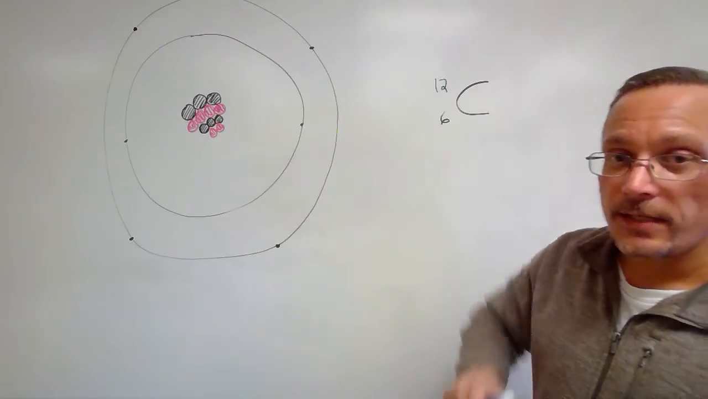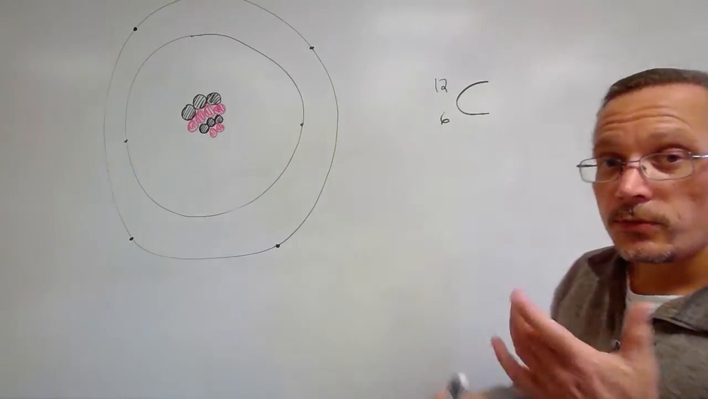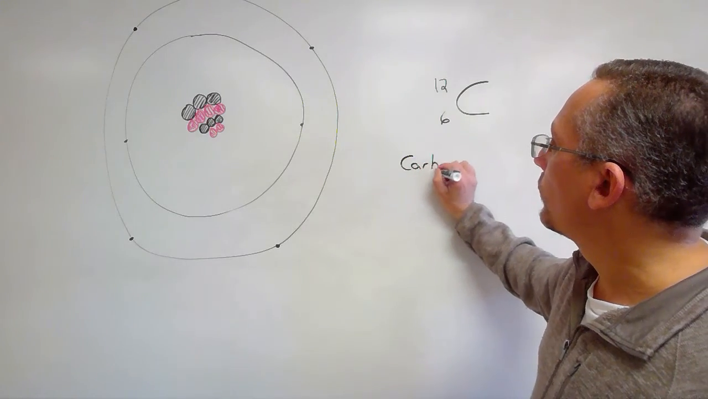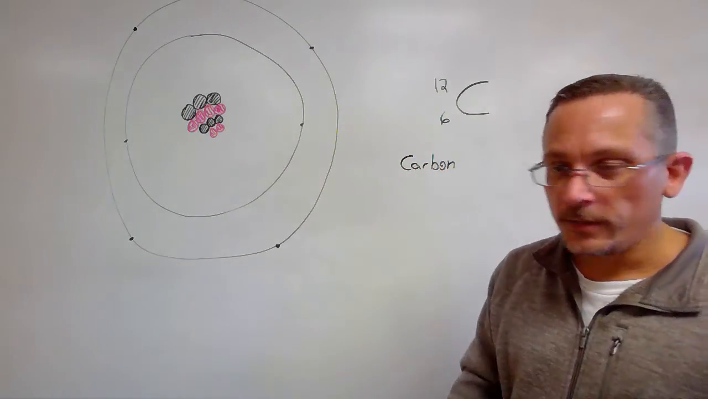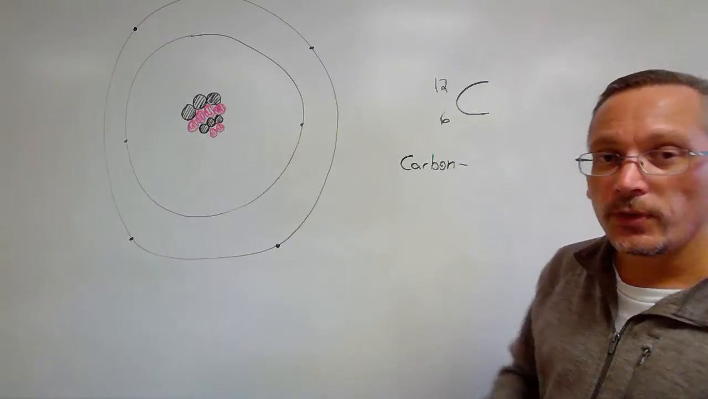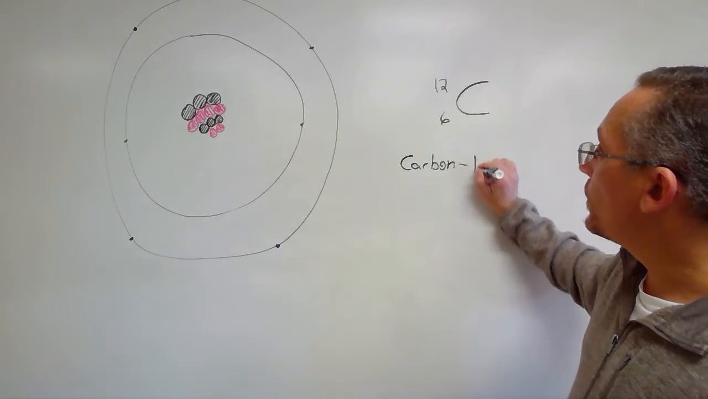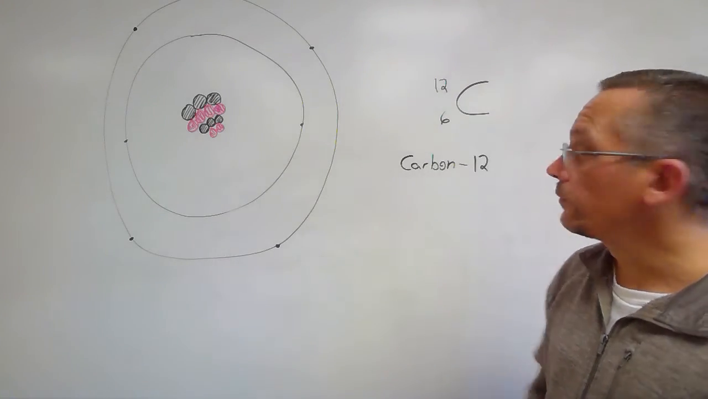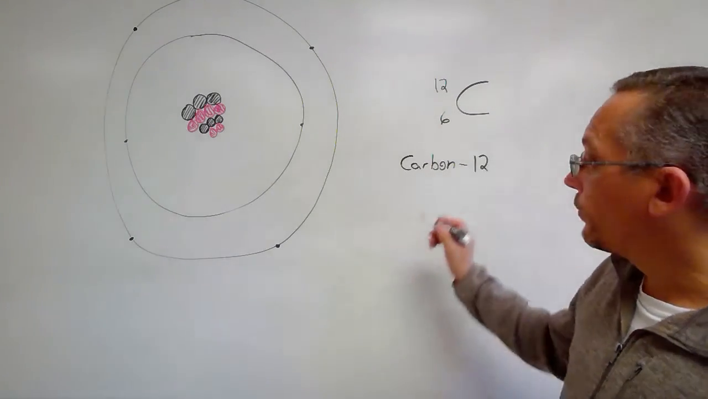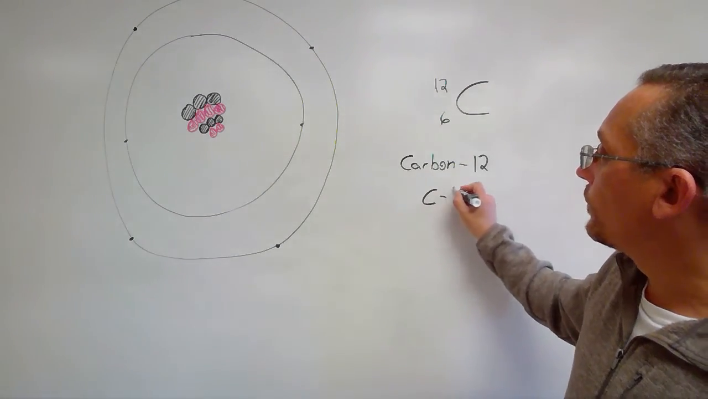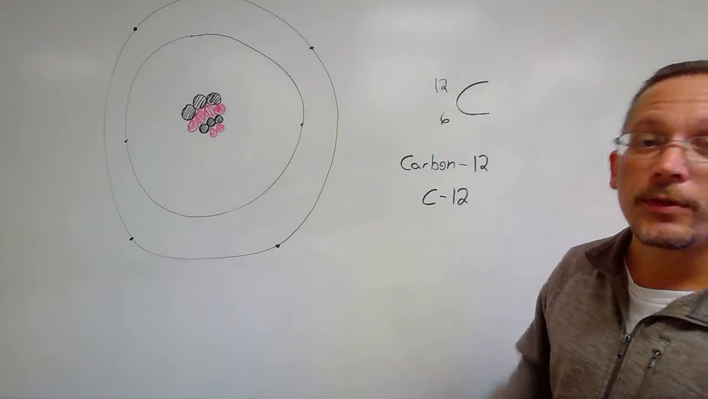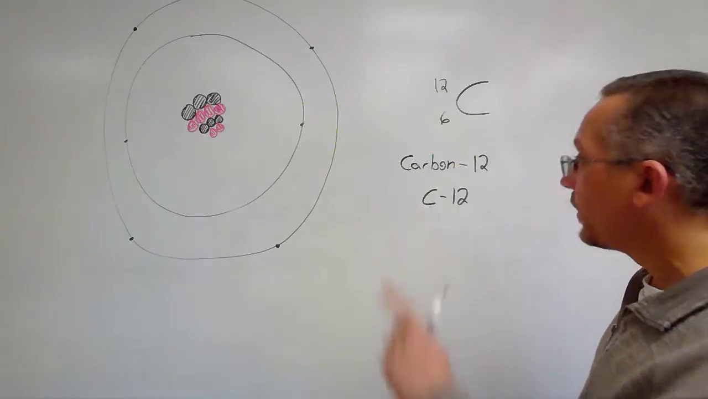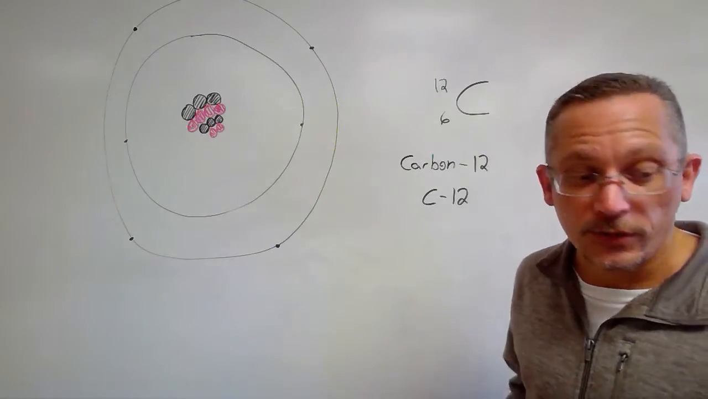Now, to name the isotope, what we usually do is we'll name the element. So this is carbon, and then we will include the mass number. So this particular isotope of carbon is called carbon-12. Sometimes you can abbreviate it with just the element symbol and the mass number, and people will know you're talking about carbon-12. Let's say I had a different isotope of carbon.